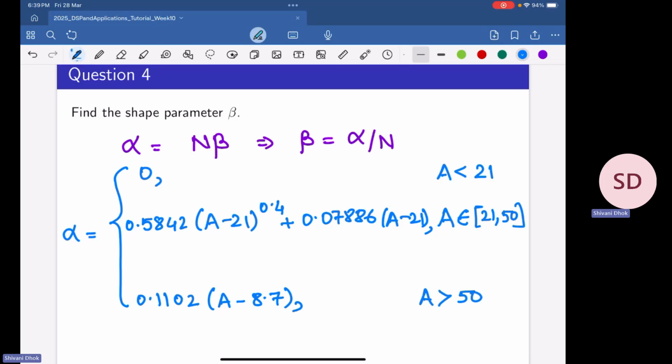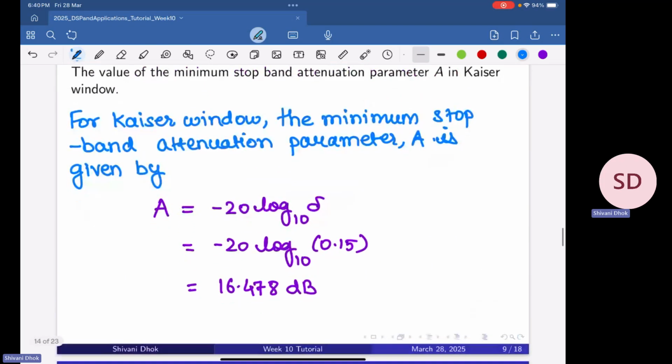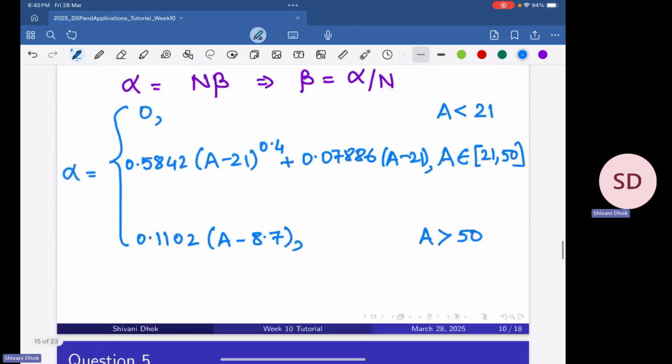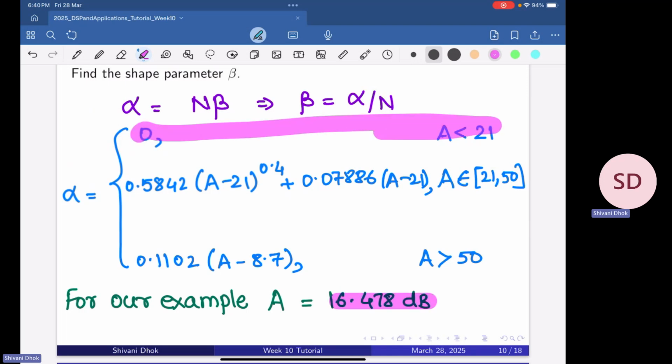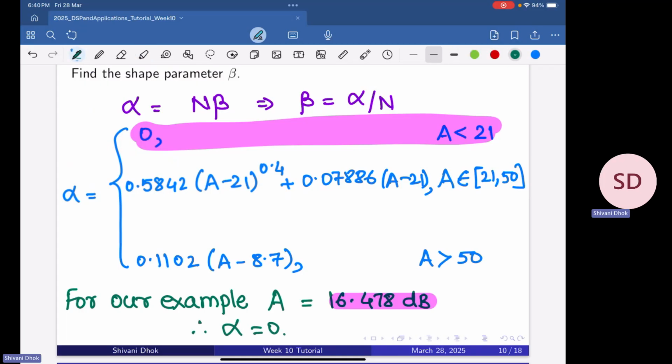Okay. Now what value of A did we get? For our case, A is equal to 16.478 dB. So for our example, A is equal to 16.478 dB, and this basically lies in this range. That is, my A is less than 21, and therefore alpha is equal to 0, which also implies that my beta, which is equal to alpha by n, also comes out to be equal to 0. Is it clear? Any questions?